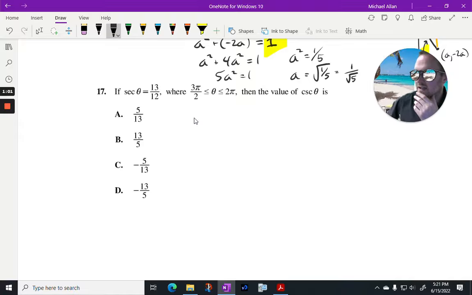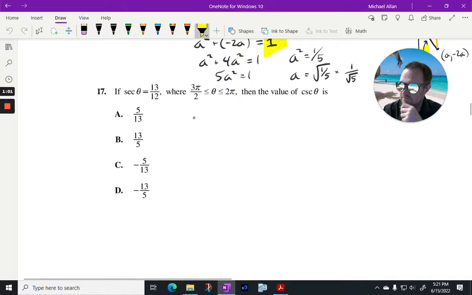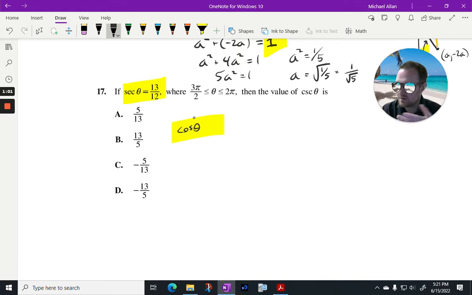Okay, so secant is equal to that. What's the value of cosecant? Well, I really don't like these reciprocals. So I'm going to change this one into cosine, because that's what secant represents. But remember, that's just the reciprocal, so this turns into 12 over 13.